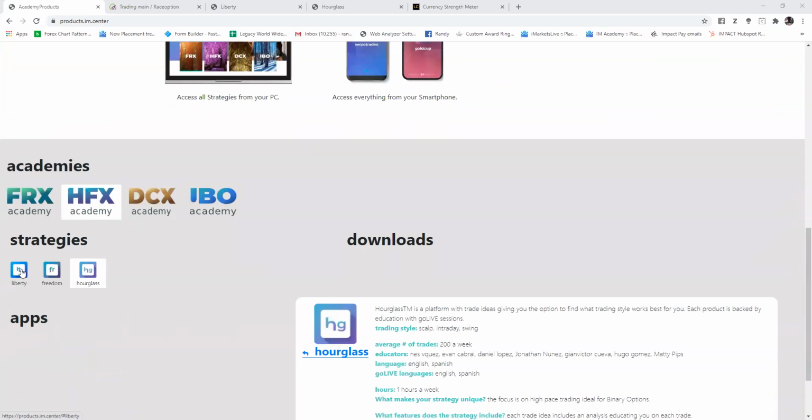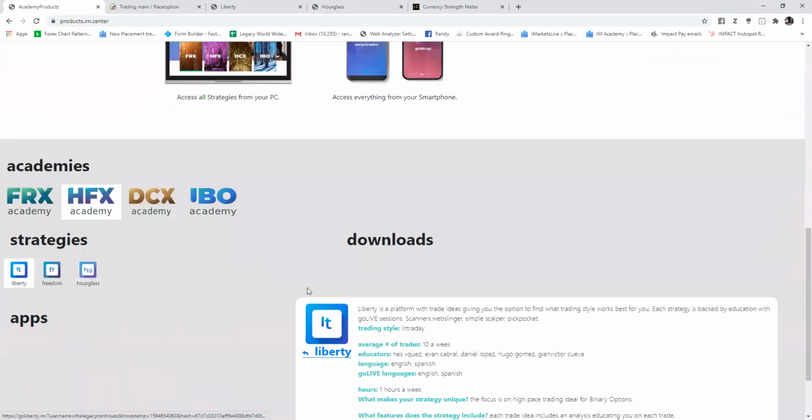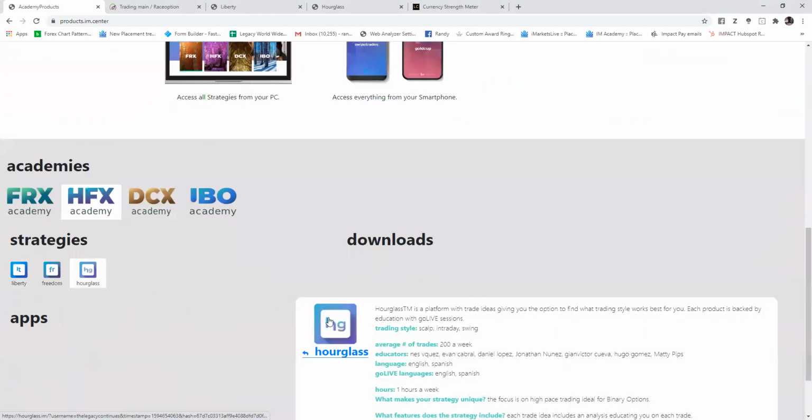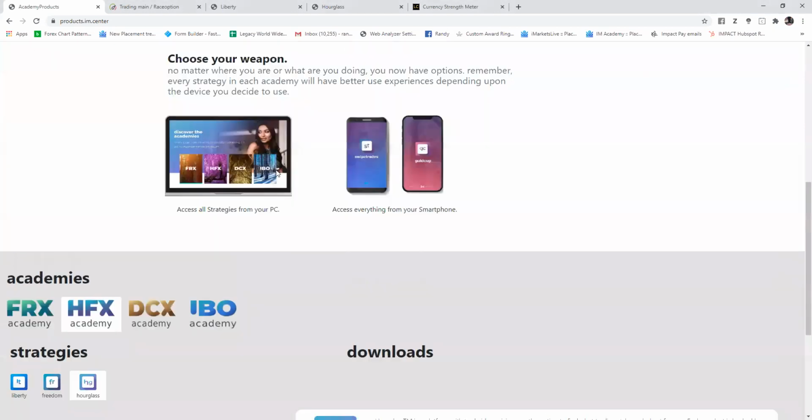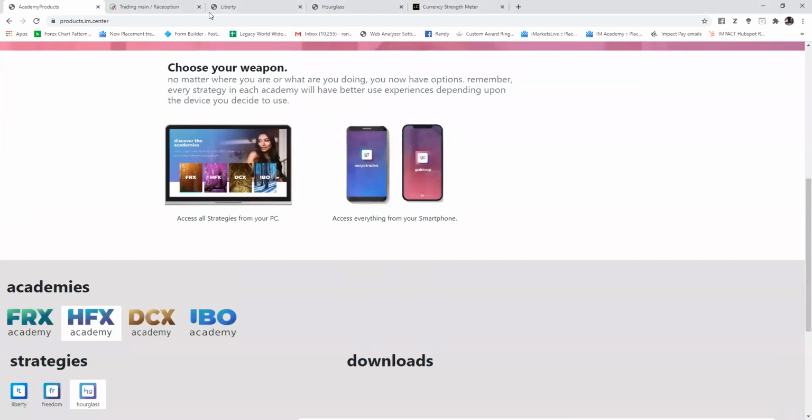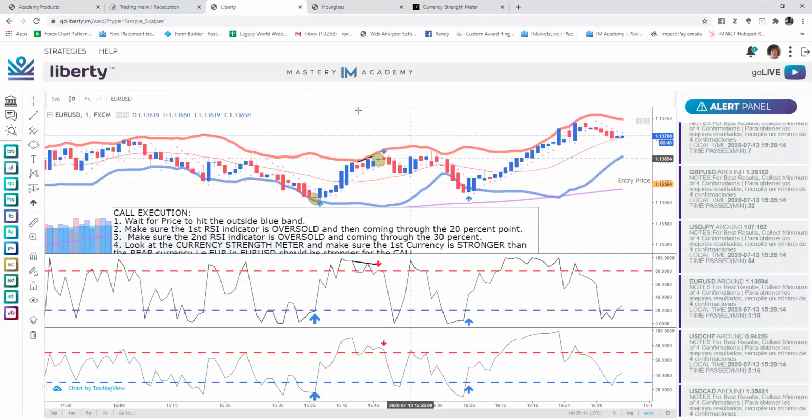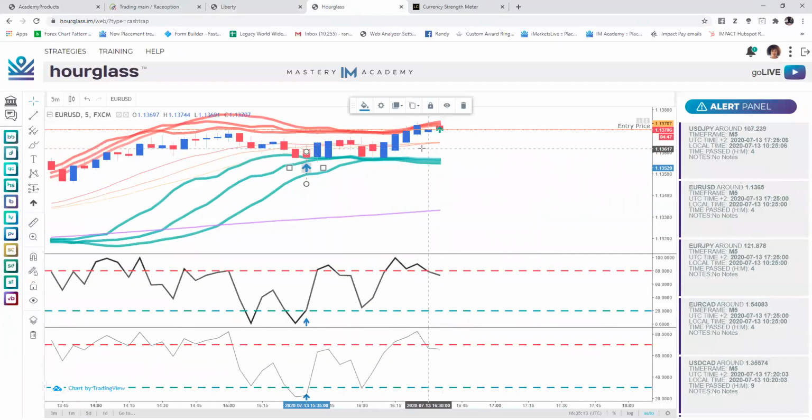And what I like to do is go to Liberty. I click on Liberty so that I can bring up the Simple Scalper. And I go to Hourglass so that I can bring up Cashtrap. And so right above, you'll see that we have Liberty, which we have Cashtrap already here, and we have Hourglass. I'm going to show you how I use both of these strategies together to give me a higher probability of success when trading.